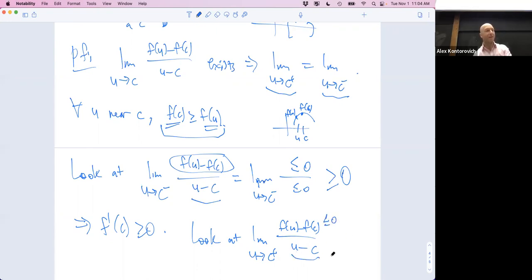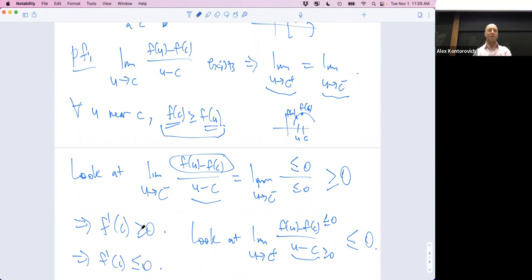And how about the denominator? u is bigger than c, so u minus c is positive. So the whole fraction is negative. So what happens if we take a limit of negative things? Can a limit of negative things ever come out positive? No. So that tells us that f prime of c cannot be positive.